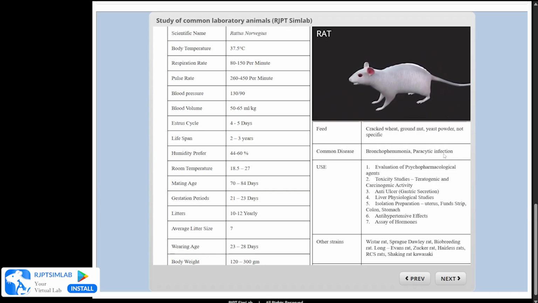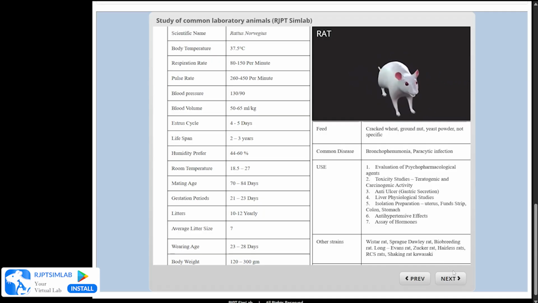The use of rats in the laboratory is for the evaluation of psychopharmacological agents, toxicity studies, teratogenic and carcinogenic activity. Carcinogenic means the study of the cancer causing agents. Also anti ulcer, gastric secretion, liver physiological studies, isolated preparations of uterus, fundus strips, colon, stomach, antihypertensive effects, and assay of hormones. The other strains of this rat are Wistar rat, Sprague Dawley rat, biobreeding rat, Long Evans rat, Zucker rat, hairless rats, RCS rats, and shaking rat Kawasaki.